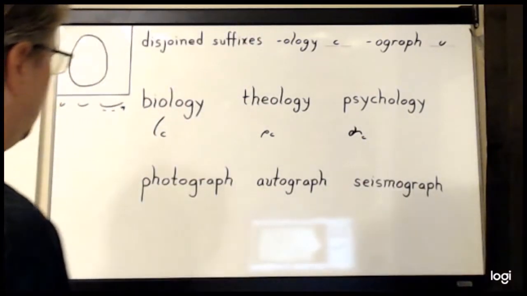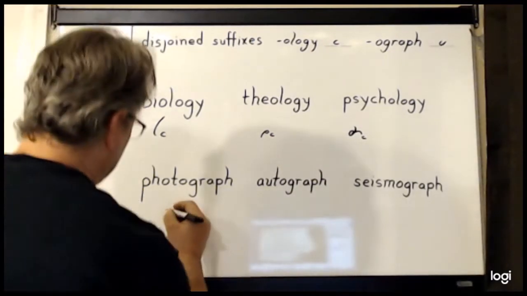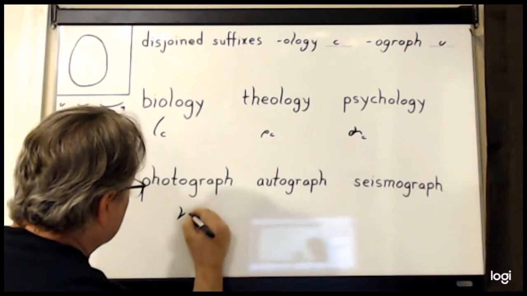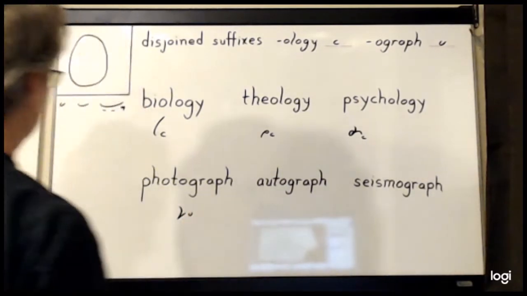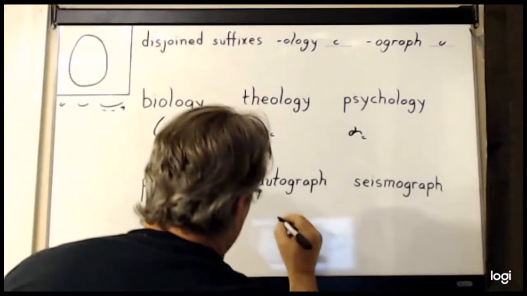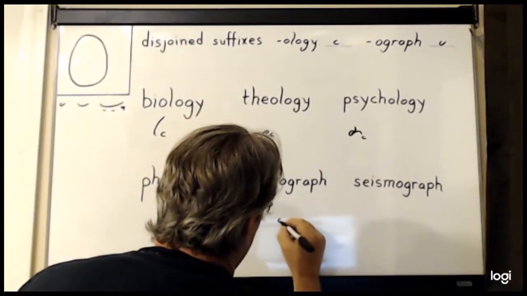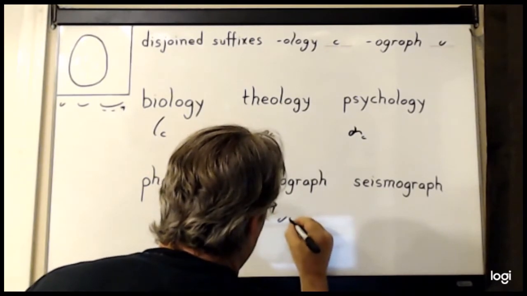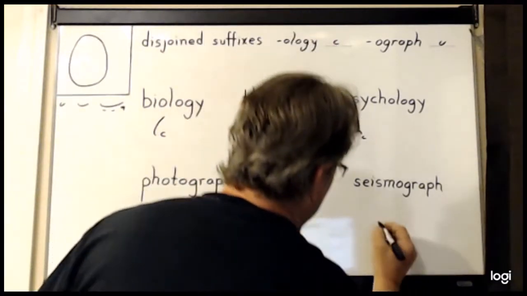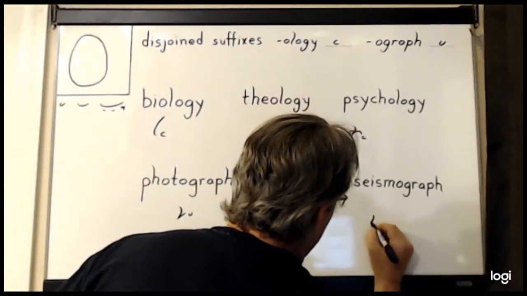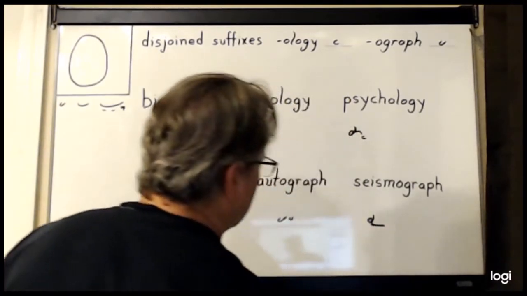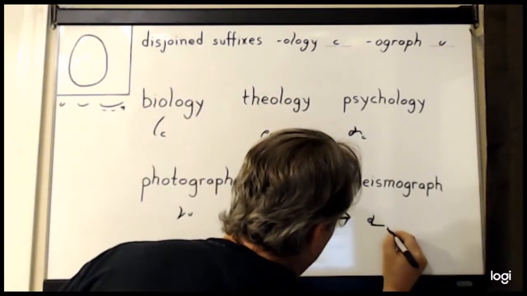For the word photograph, we'll write the F and the T and the disjoint O written the regular way. For autograph, we'll just write the O-T and then the O for graph. For seismograph, we'll write the S, the long I, S, M, and then the O for a graph.